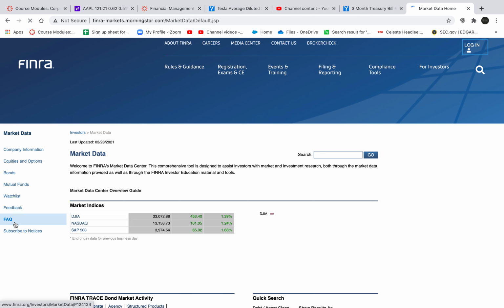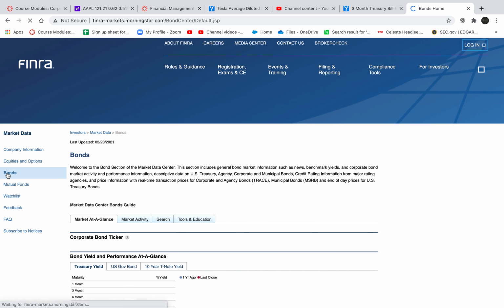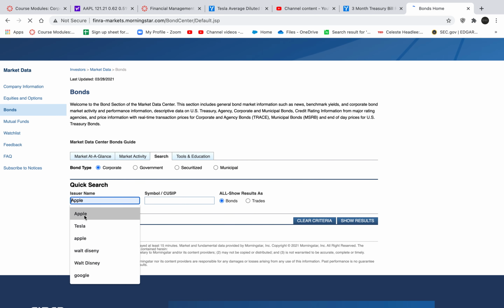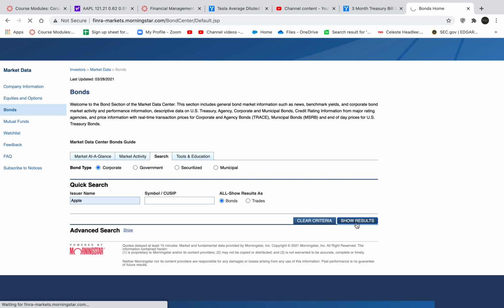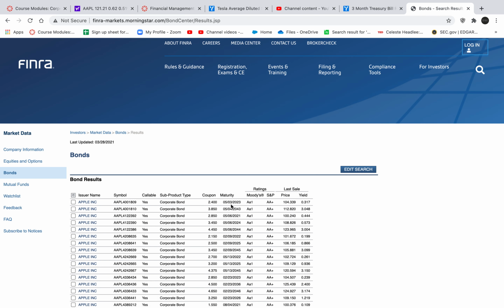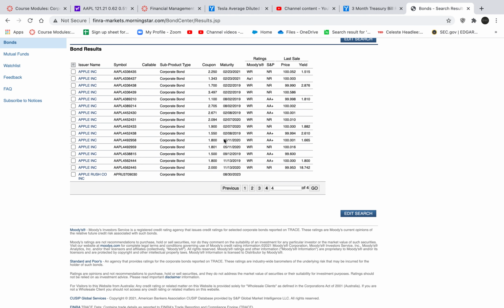You go to Market, then search. Okay, so Bonds, and search issuer's name Apple, and then show result. Then you can see all the bonds the company has issued. So 1, 2, 3, 4, many different ones.